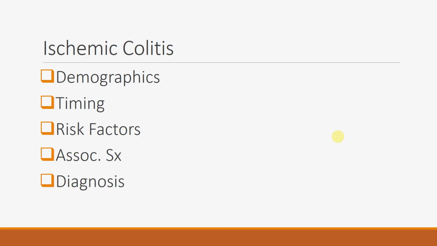So on to our third type of colitis. This is ischemic colitis, okay? So in terms of the demographics, we're really thinking that the elderly are more likely to be affected. So we're thinking that the age includes older than 65 years old, okay? And there is no gender preference in this one. The timing is actually quite unique to ischemic colitis, but is also quite variable.